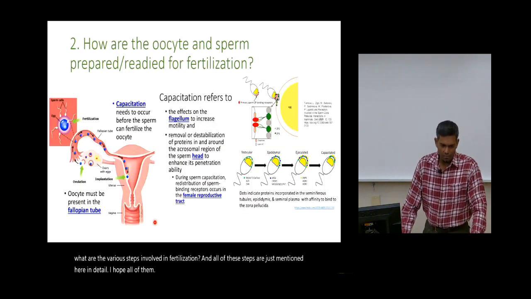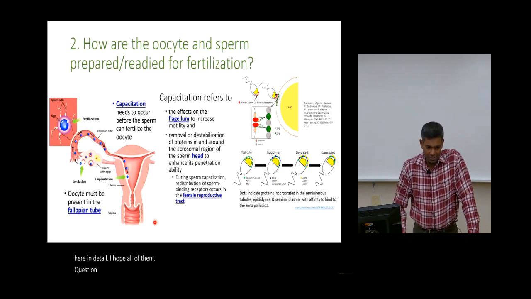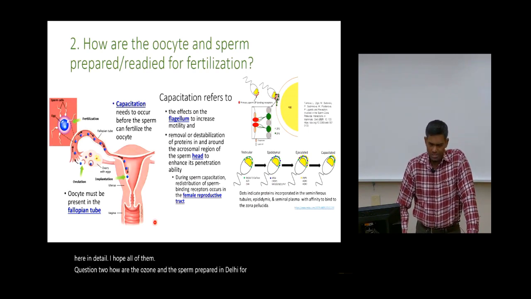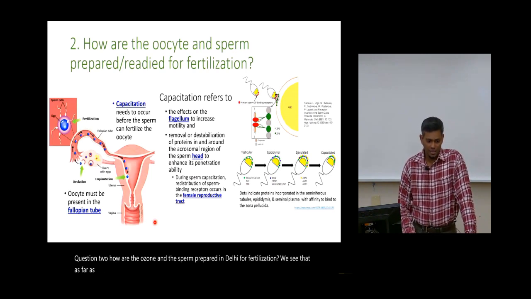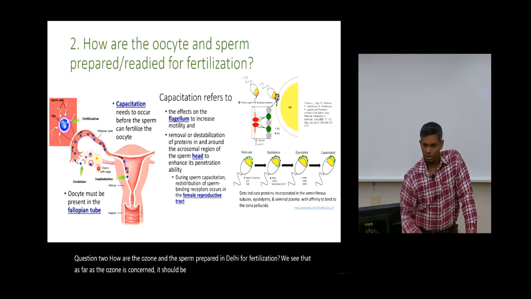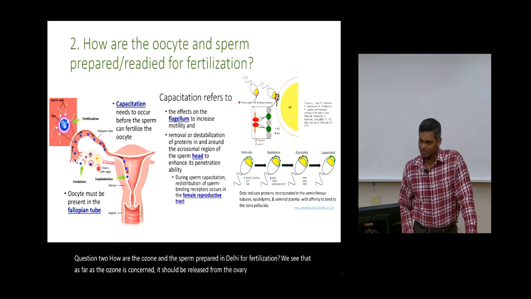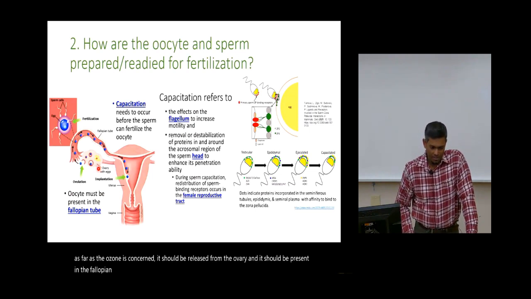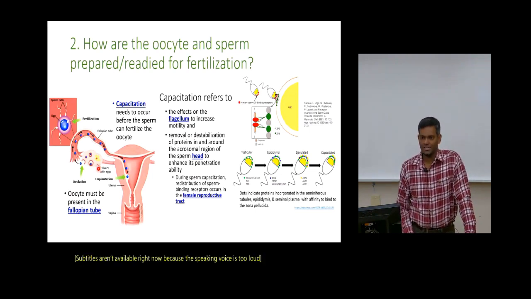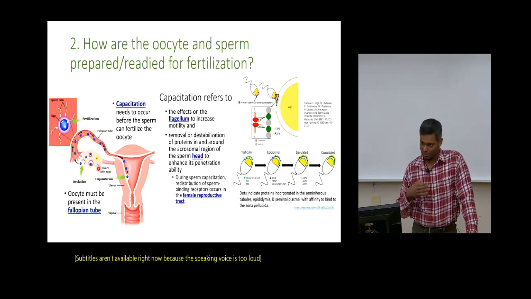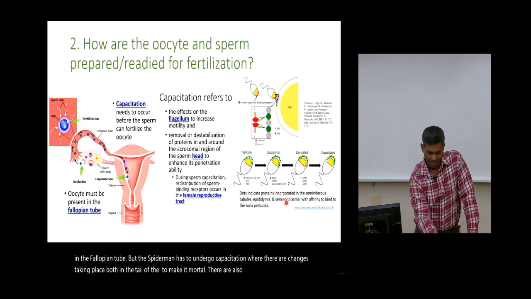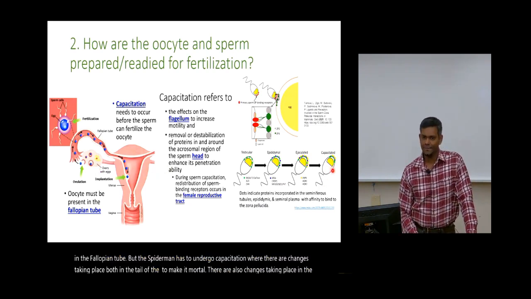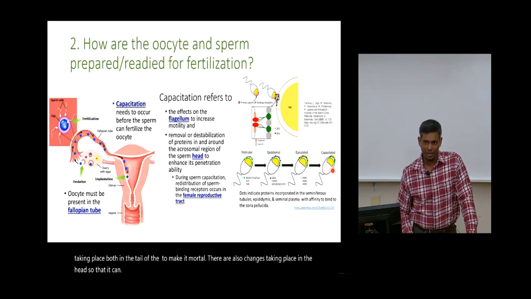Question 2, how are the oocyte and the sperm prepared and readied for fertilization? We see that as far as the oocyte is concerned, it should be released from the ovary, and it should be present in the fallopian tube. But the sperm has to undergo capacitation, where there are changes taking place both in the tail of the sperm to make it motile, and there are also changes taking place in the head so that it can bind with the oocyte.